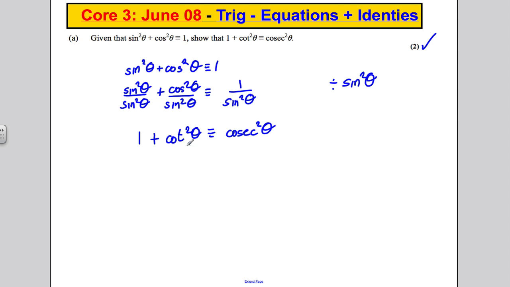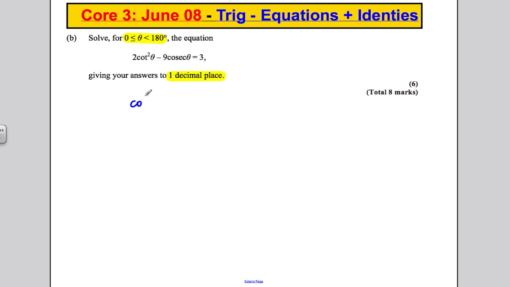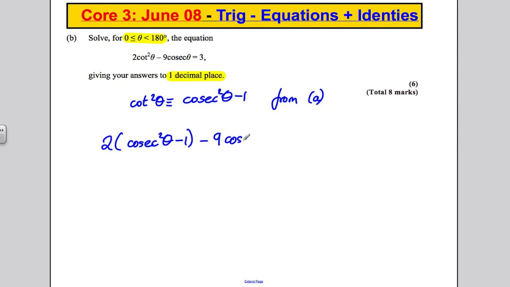Now, you know from the previous part that 1 plus cot squared is cosec squared, and in particular, you know therefore that cot squared theta is equal to cosec squared theta subtract 1 from part A. So substituting in place of cot squared theta, we could say 2 cosec squared theta subtract 1 minus 9 cosec theta must equal 3. Expanding out, we get 2 cosec squared theta subtract 2, subtract 9 cosec theta, and then subtract this 3 from both sides is 0.